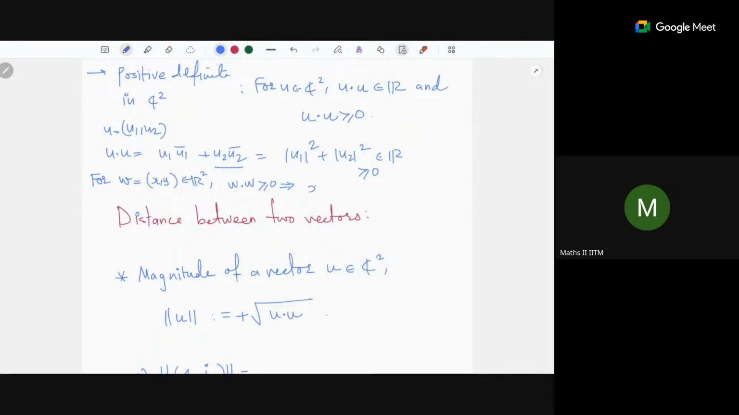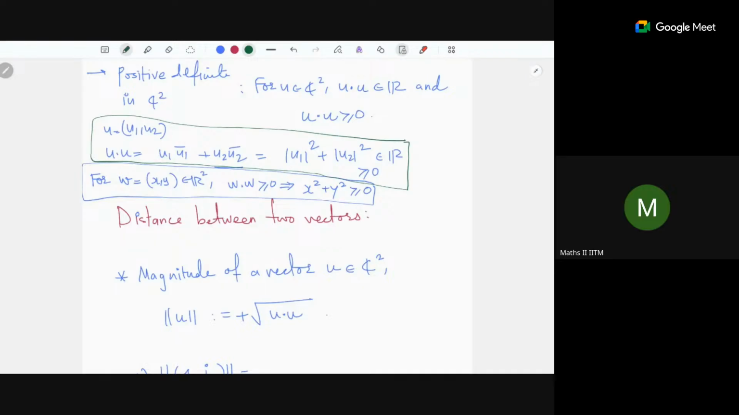v dot v is nothing but, using the definition of dot product in R2, the first coordinates multiplied together plus the second coordinates multiplied together. So it is x squared plus y squared. Because we are adding up two non-negative numbers, it will always be positive or 0. So this is what positive definite means in R2. This is in R2, and the earlier one was in C2.